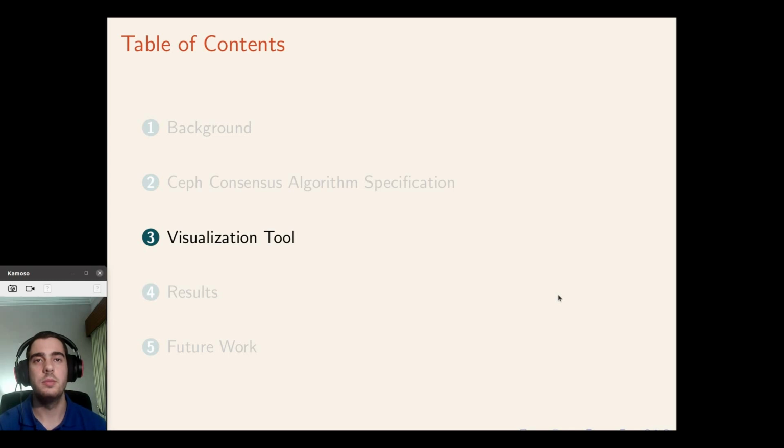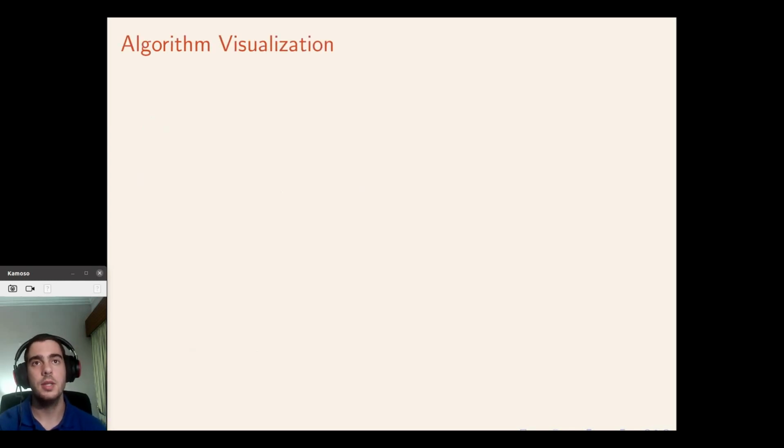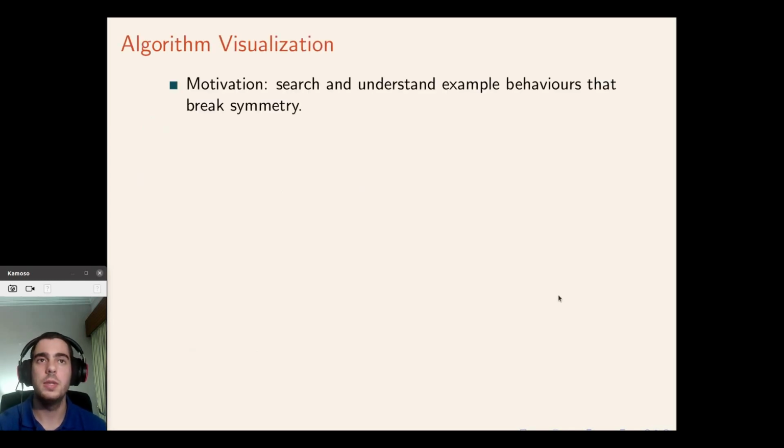Now I will present in more detail the visualization tool. The main motivation to create the visualization tool was that at the beginning I wanted to make the monitor set symmetric, and that was not happening. And the way I found out that was not happening is because multiple executions of the model checker were giving me different numbers of distinct states that were being explored.